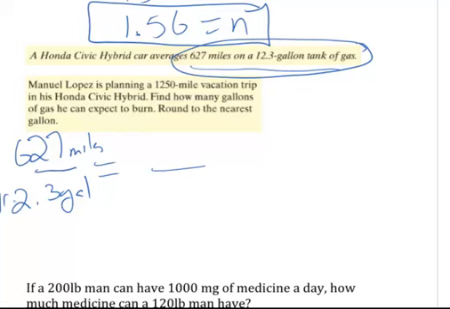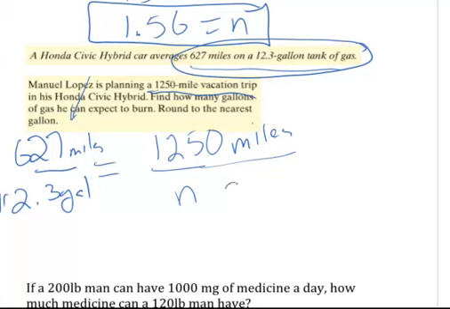Okay? And so now, when I start to look at my problem, I know exactly how many miles Manuel is planning on driving. He's planning on driving 1,250 miles. Since my number on the top part of this fraction deals with miles, then my number on the top of this fraction is also going to deal with miles. And down here, I'm going to put n for the gallons of gas. Okay, so now I'm going to go ahead and cross multiply again. Remember, that is 12.3 times 1,250.